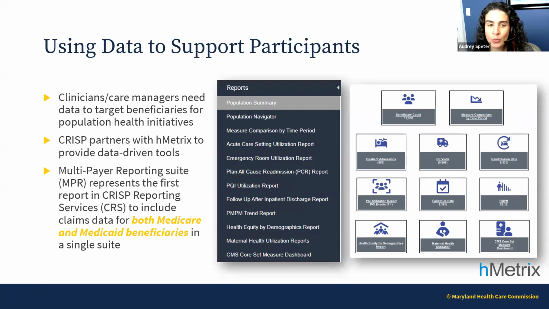And then we round out our suite with maternal health utilization, looking at prenatal and postpartum care, and CMS core set measures that are of interest to several participants as they want to be able to track directly with the CMS measures that they are held accountable to. And next slide, please.